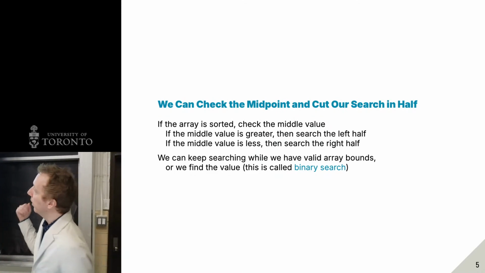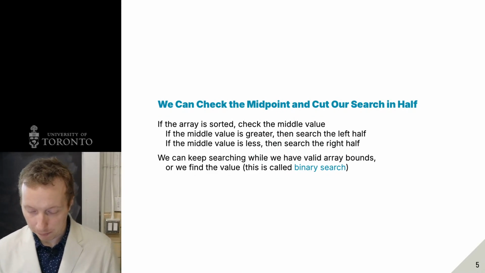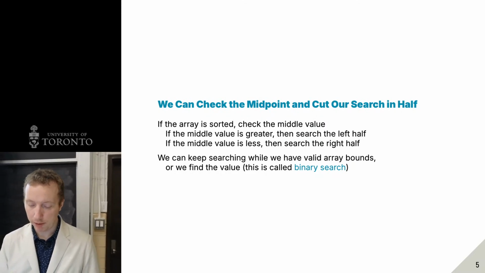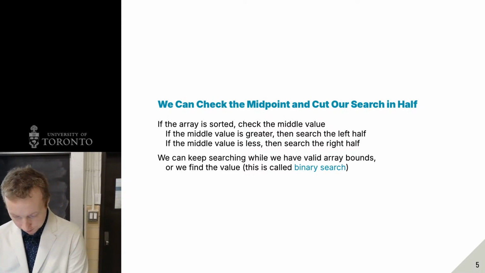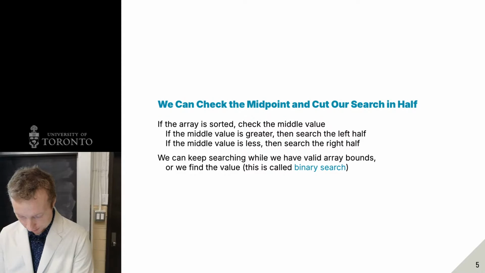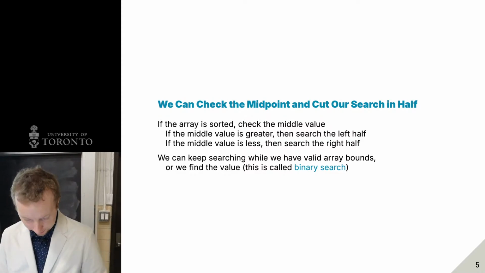This algorithm is called binary search because we are checking a value and going through one of two options. Let's try to implement it.